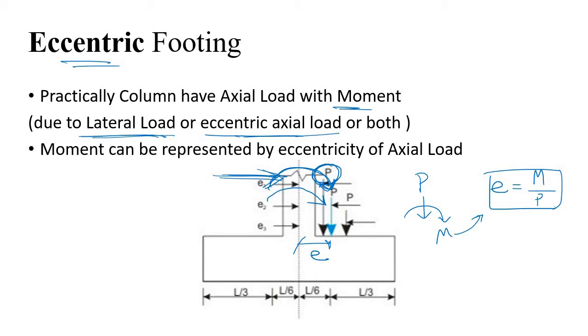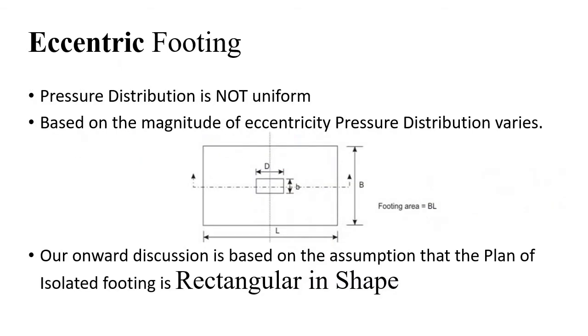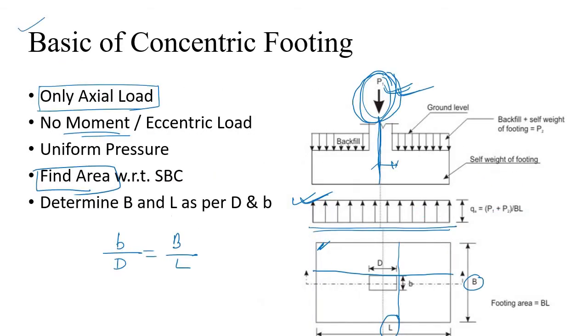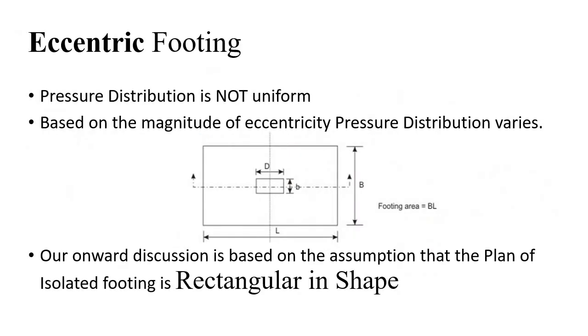Okay, now let's see what will happen once this load is applied with some eccentricity with the axis of the column or the footing. Due to this eccentricity, the pressure distribution, as you can see in the case of a concentric footing, pressure distribution was uniform, right? But once you have applied your load eccentrically, the pressure distribution will not be uniform. It will vary, and this variation will depend on the magnitude of the eccentricity.